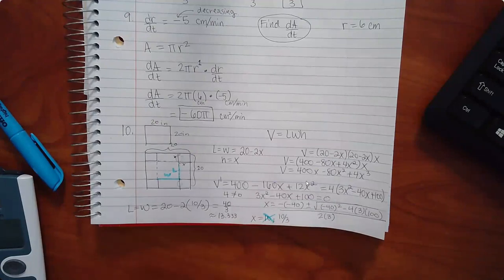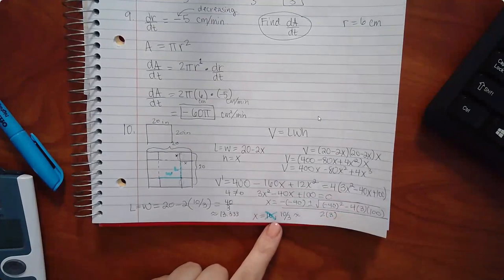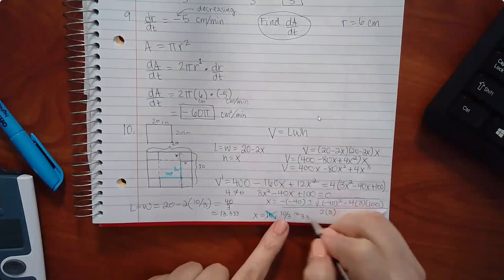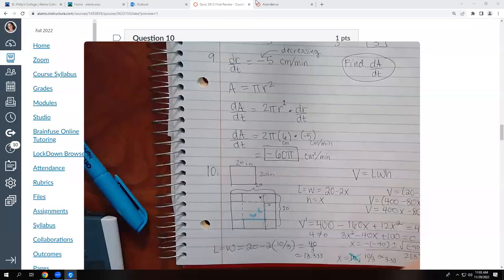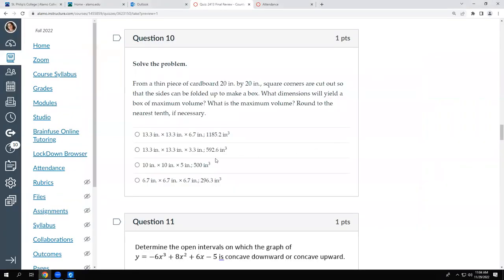So we need to look at those three measurements. What is 10/3? 3.333? Okay, cool. So we need to find an answer that has those dimensions. Ah, it's this one. So see the x value is different, right? Make sure you click the correct one.